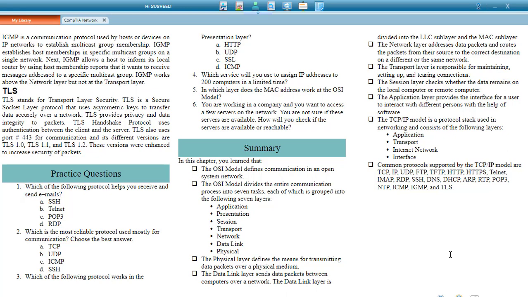TLS. TLS stands for Transport Layer Security. TLS is a secure socket layer protocol that uses asymmetric keys to transfer data securely over a network. TLS provides privacy and data integrity to packets. TLS handshake protocol uses authentication between the client and the server. TLS also uses port number 443 for communication and its different versions are TLS 1.0, TLS 1.1, and TLS 1.2. These versions were enhanced to increase security of packets.